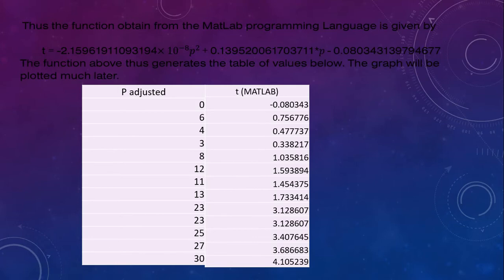The function above thus generates the table of values below. The graph will be plotted much later. So, in this function, we now put this adjusted p inside to obtain a new set of values for t. When p is 0, we put it in this function to obtain t. When p is 6, when p is 4, and so on, we obtain the values of t, as you can see on the screen.